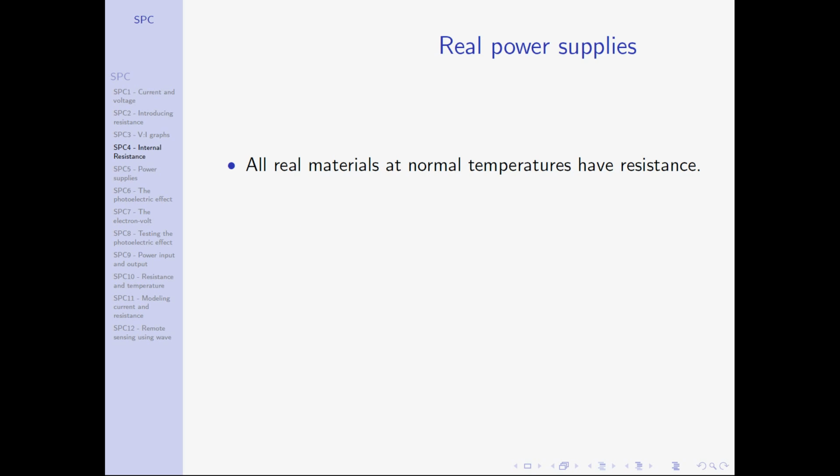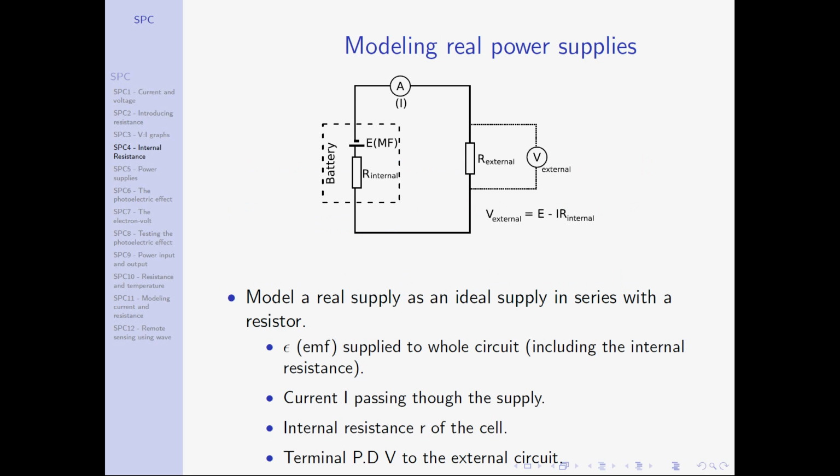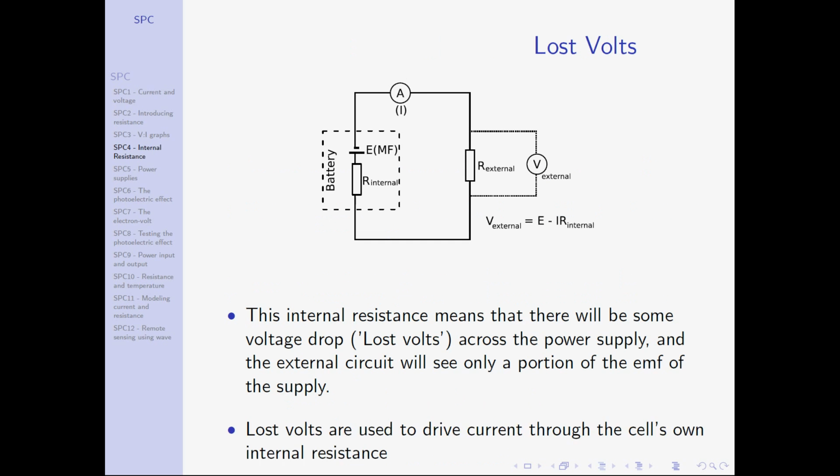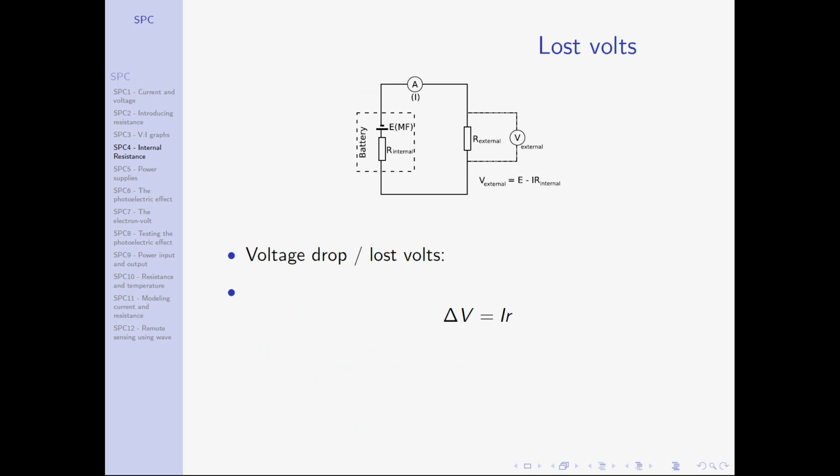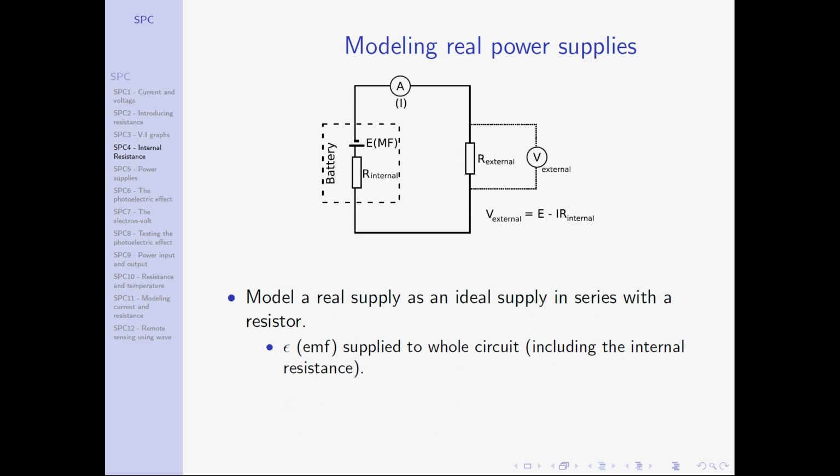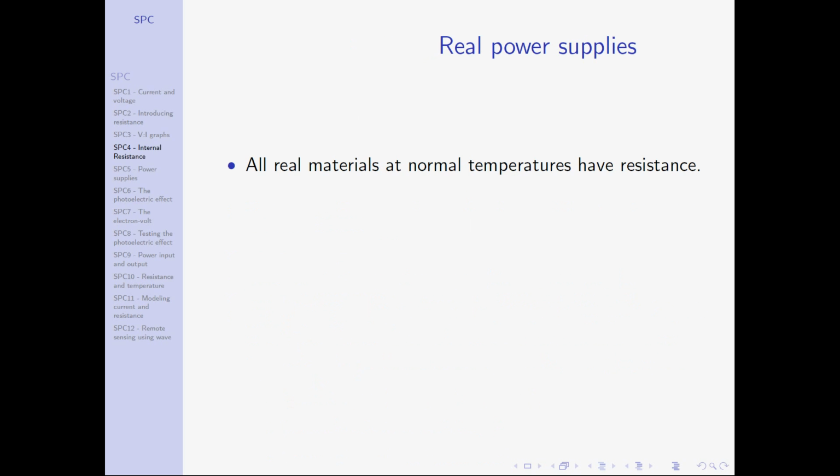So the problem with the real world is that we don't get these lovely ideal power supplies that we've been discussing so far. Everything that's made out of anything is going to have some resistance associated with it until we get into the region of superconductors. But that's a way off yet.